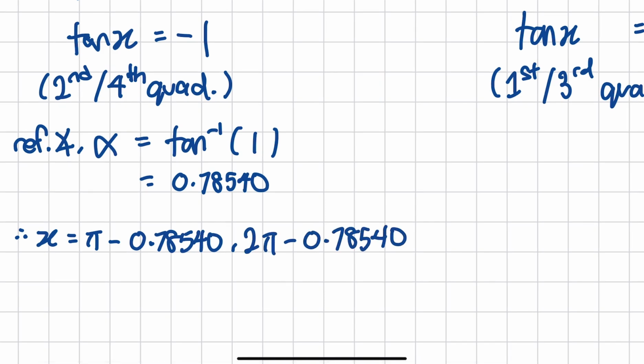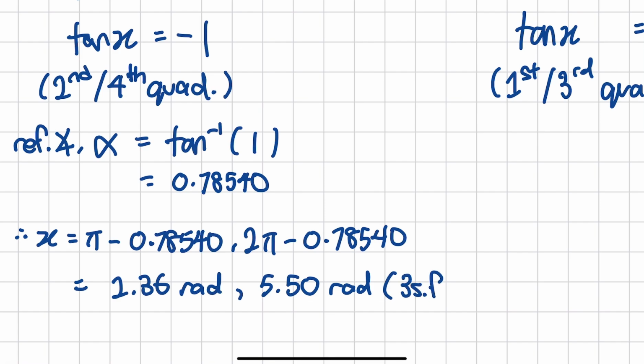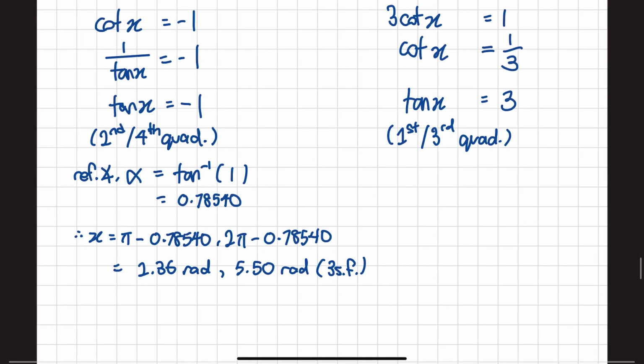0.78540. Okay, then from here I round off to 3SF. I should get two different answers, 2.36 and 5.50, all in radian measure, 3SF. Okay, I'll do the same thing for the other side here.